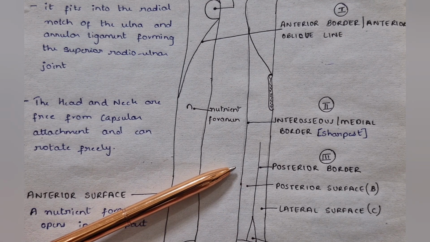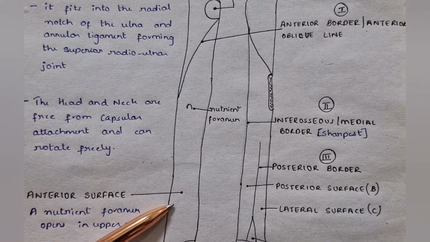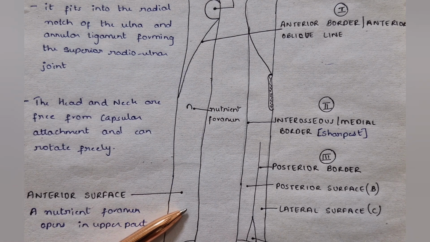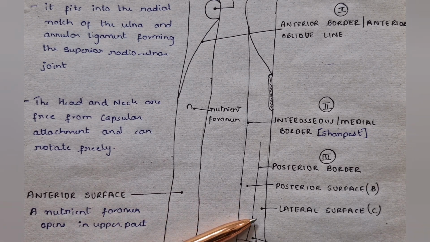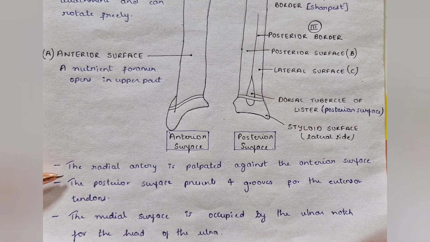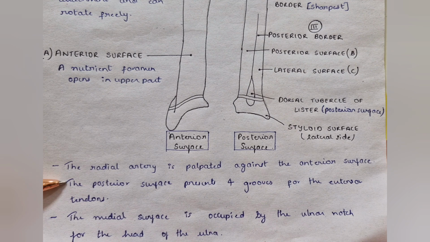We also have three surfaces: anterior surface, wherein the nutrient foramen opens in the upper part, posterior surface, and the lateral surface. The radial artery is palpated against the anterior surface.